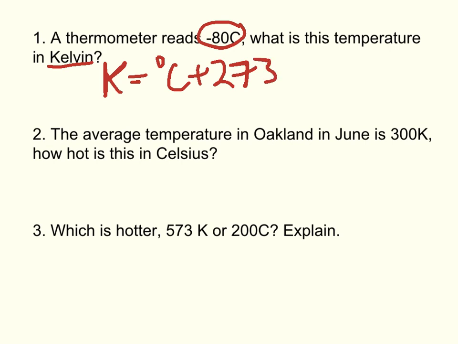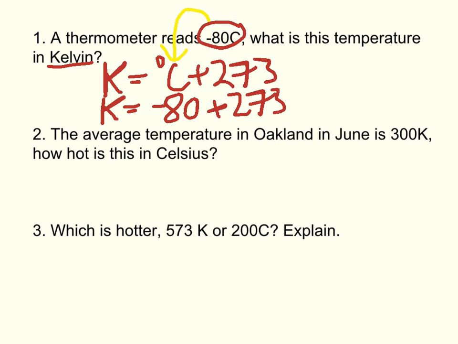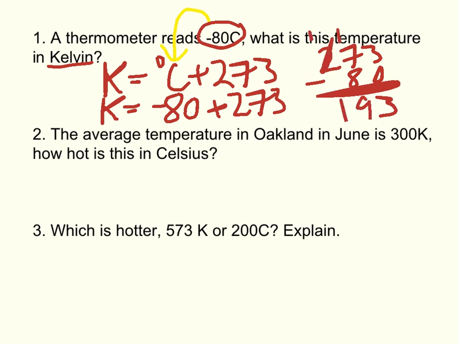Since the given is negative 80 degrees Celsius, I'm going to plug that value in for the C. So if I rewrite this equation now, I'm going to have K equals negative 80 plus 273. So now all I have to do is add these together. Remember, a negative 80 plus 273 can be rewritten as 273 minus 80. So if I subtract these 2, I'm going to get 193 Kelvin as my final answer.